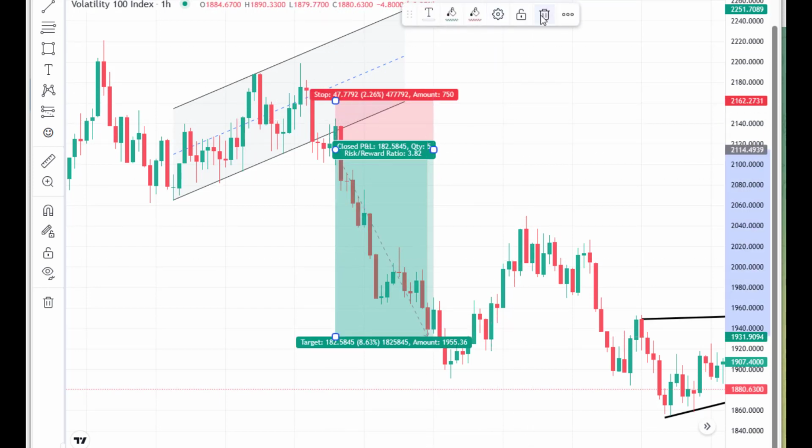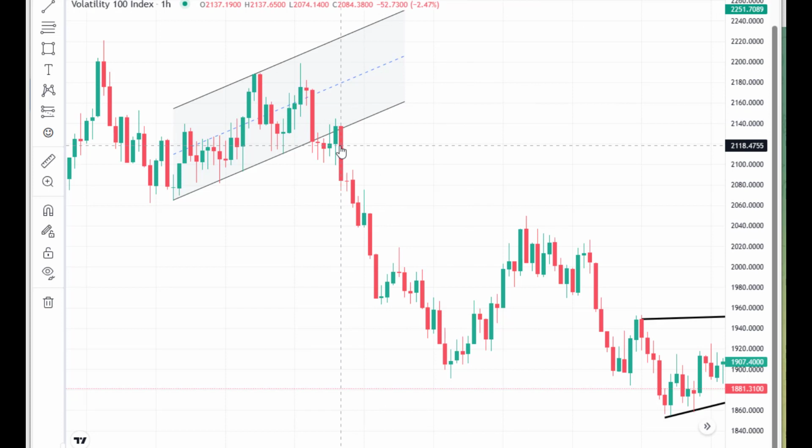So I'll be sharing with you secrets on how you should enter, what to consider a valid breakout, and where to place your stop loss and your take profit when you want to trade trendline breakouts. All right.